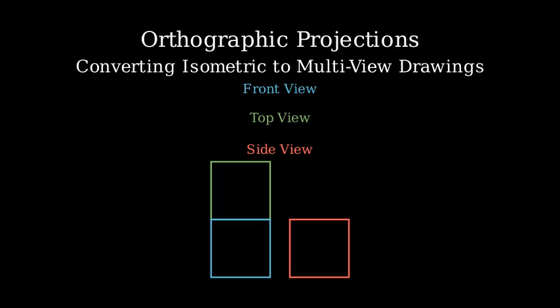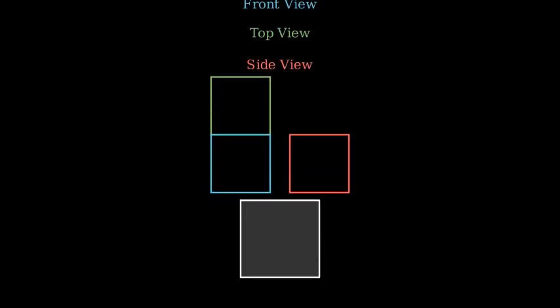Let's look at our first example. This is an isometric drawing of a simple object. Notice how it's drawn on a grid where each block represents 2 units.